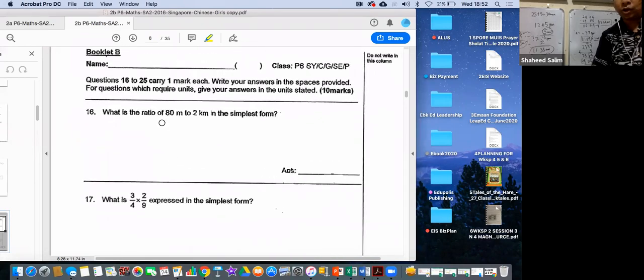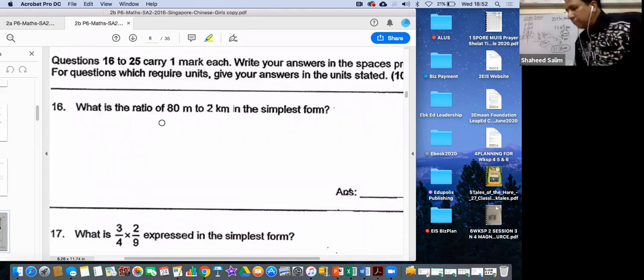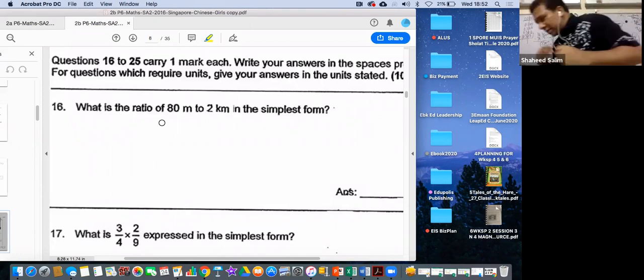What's the ratio of 80 meters to 2 km in simplest form? Remember to change them all to the same unit.